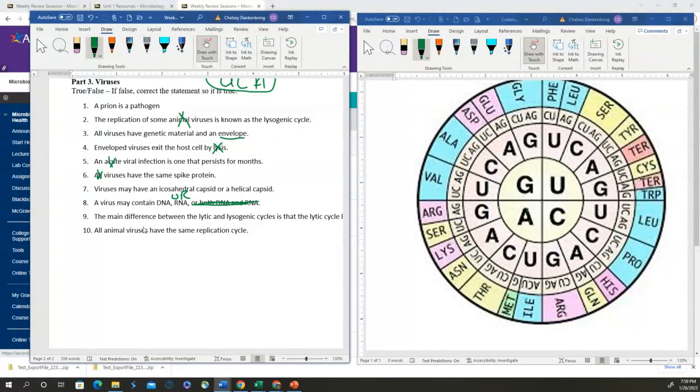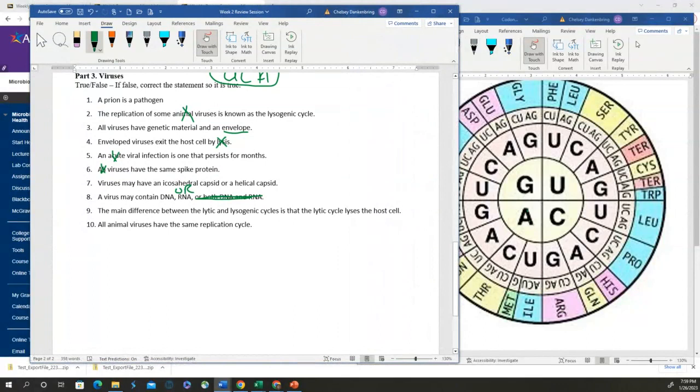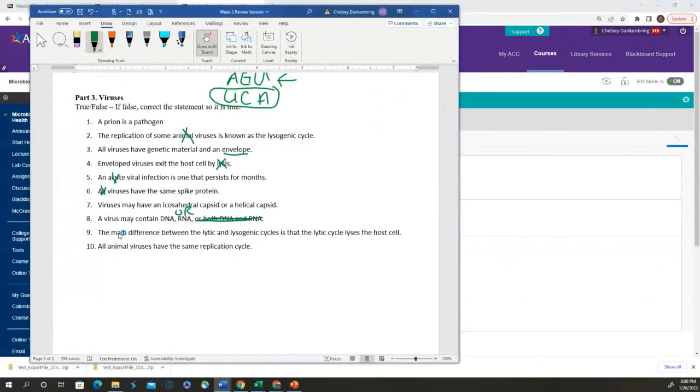All right, number nine. I know we're right at time. Number nine, the main difference between the lytic cycle and the lysogenic cycle is that the lytic cycle lyses the host. That's a long sentence. True or false? Is that the big difference? Good, I thought I'd get y'all. This is false because both of these cycles kill the host. Bacteriophage always kill their host. That's just how it is.